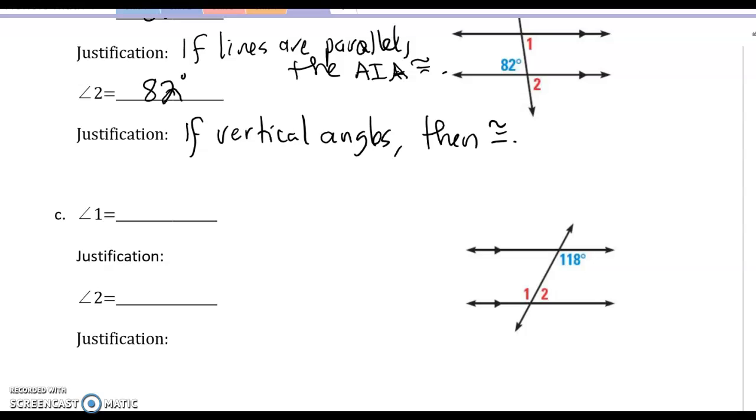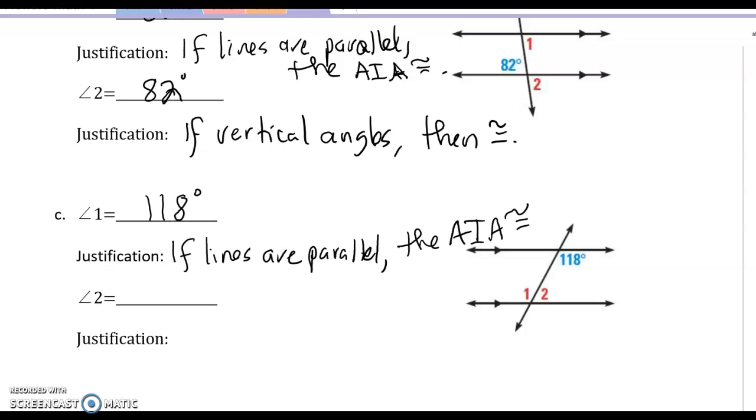Now let's see what you can do with part C. What is the measurement of angle 1? And what is your justification? Angle 1 measures 118 degrees. Our justification: because if parallel lines are cut by a transversal, then the alternate interior angles are congruent.